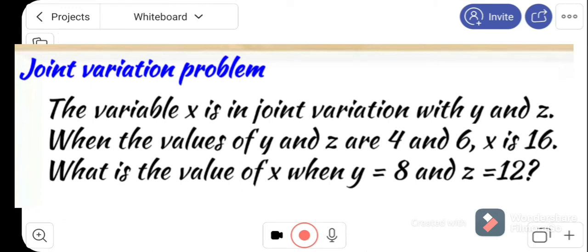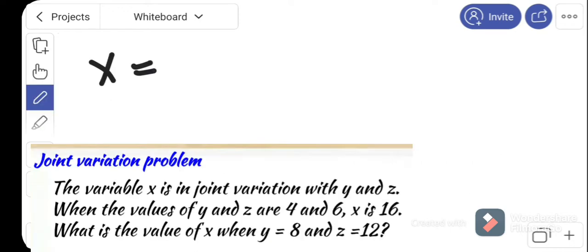For the first problem, the variable x is in joint variation with y and z. When the values of y and z are 4 and 6, x is 16. What is the value of x when y is 8 and z is 12? First, we need to write a mathematical sentence from that statement. So we have x varies jointly, we multiply, get the product of the variables y and z.